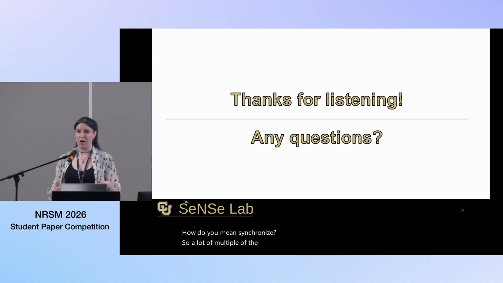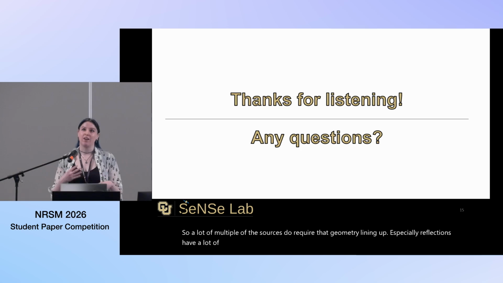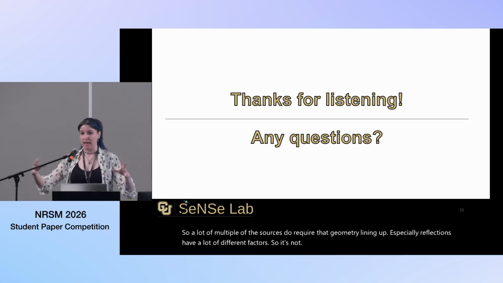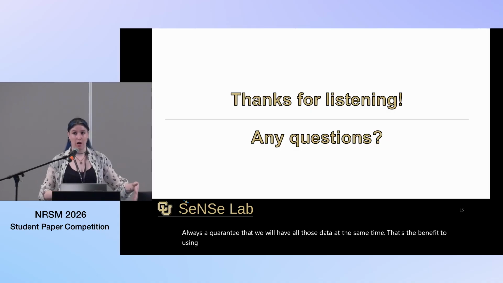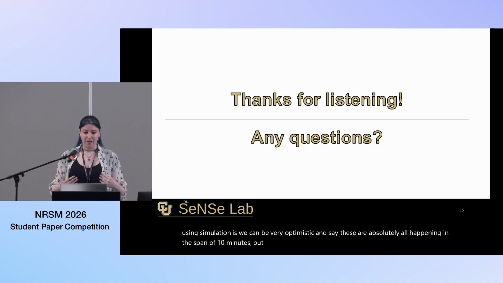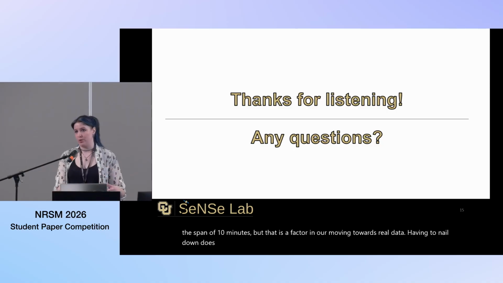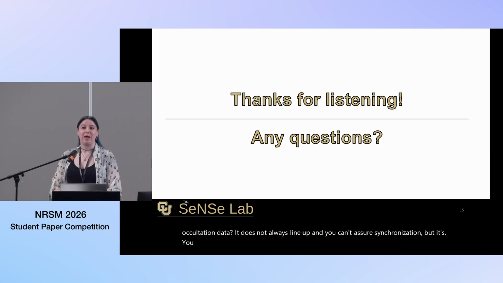Yeah, so multiple of the sources do require that geometry lining up, especially reflections have a lot of different factors. So it's not always a guarantee that we will have all those data at the same time. The benefit to using simulation is we can be very optimistic and say, these are absolutely all happening in the span of 10 minutes. But that is a factor in our moving towards real data, having to nail down, does this day have coherent reflections that we are able to use? Is there available radio occultation data? It does not always line up, and you can't assure synchronization, but we do our best, and it is available pretty much daily, the sources.